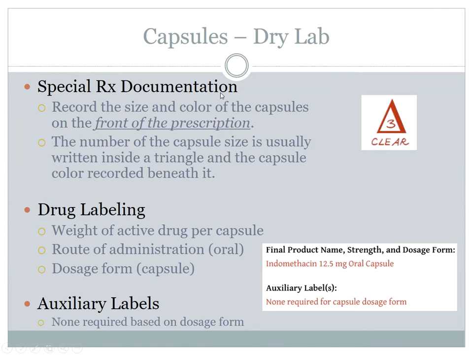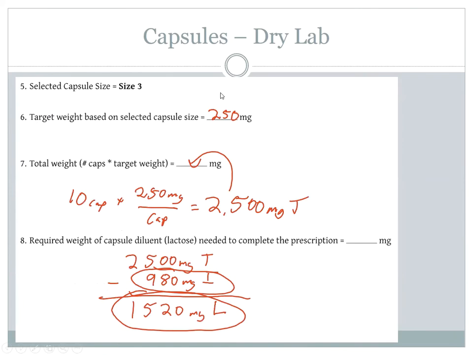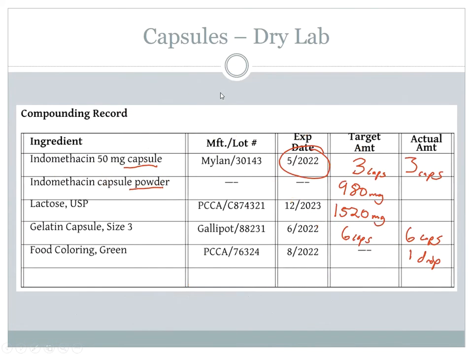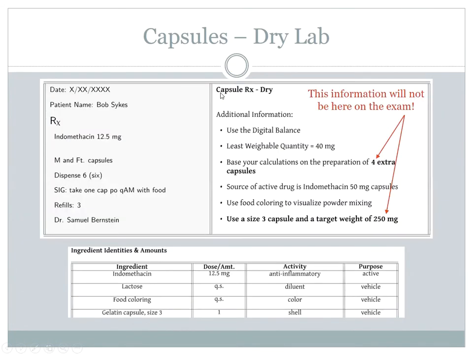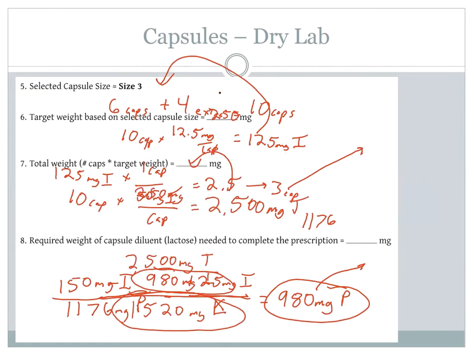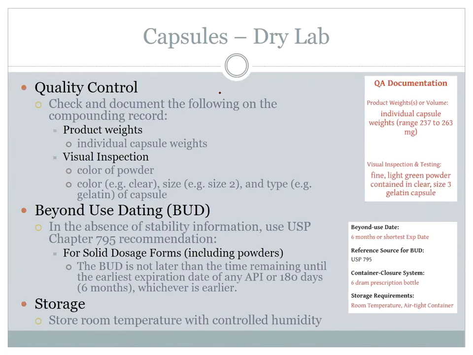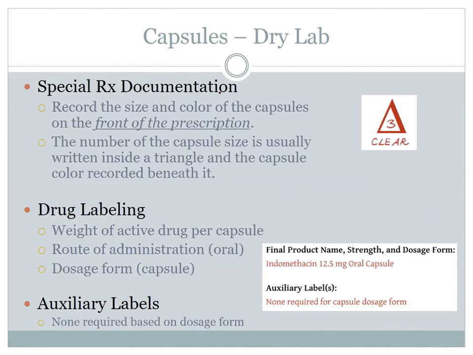In this case, not the color of the powder, it's not the green, but the capsules we used were clear. So everyone, let's go pull up your prescription and go to the actual hard copy of the prescription. And right in the middle, right in the front here, let's draw a triangle. And put the number 3, since we used a size 3, and put the word clear down below, okay? So that's the additional documentation you have to do on the face of the prescription to make sure that you indicate what size and type of capsule you compounded, okay? So just try to remember that. That's a memorization-y thing because it's easy to forget.